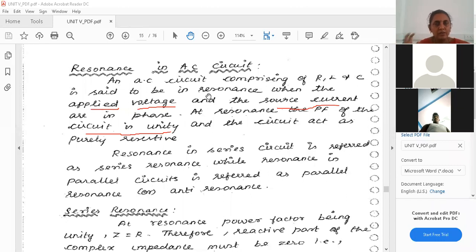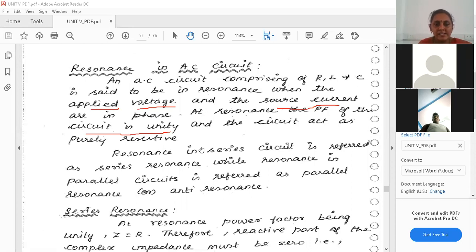So we are defining cos phi is equal to 1, which means R by Z is equal to 1. R by Z equal to 1 means I can cleanly tell that R is equal to Z. Z is the impedance and R is the resistance. So the impedance of the circuit is equal to the resistance. The circuit behaves like a pure resistive circuit.